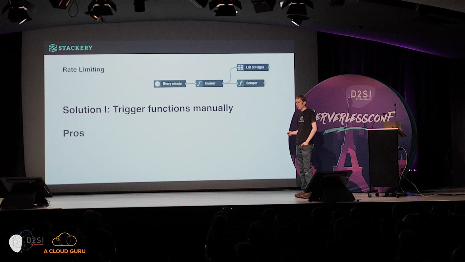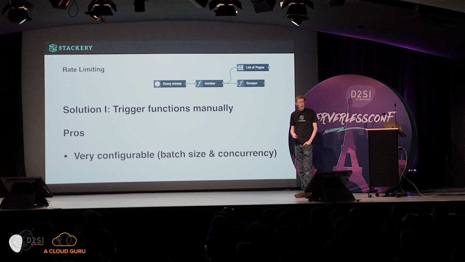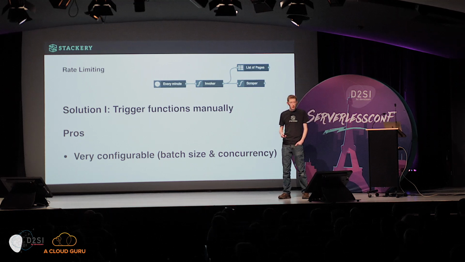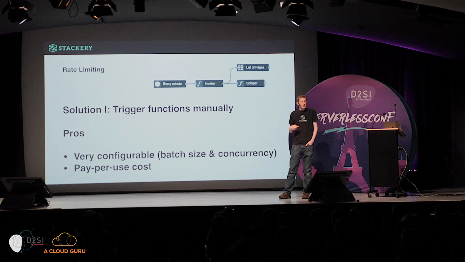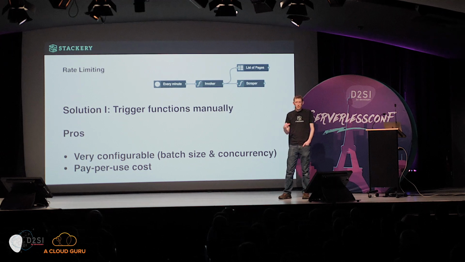And this is a great approach for a couple of reasons. It's very configurable. You get to decide the batch size and the concurrency that you want to run at. And it's also very inexpensive. You only pay for the amount of lambdas that you invoke, the amount of functions.